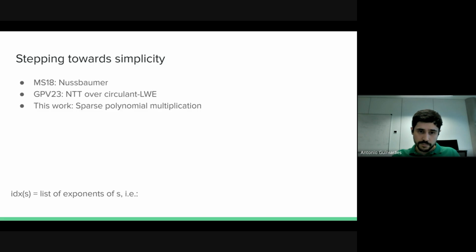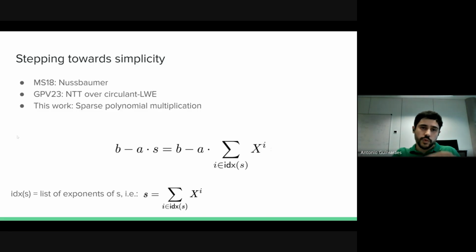Finally, this work. So one thing that I think is very clear is that in this field, we are stepping towards simplicity. So MS18 was using Nussbaumer, which is a quite unusual multiplication algorithm, at least in FHE. GPV was already using the usual NTT, but they had to work over somewhat unusual rings, specifically in circulant LWE. And what we do in this work is to go even simpler and work with just a sparse polynomial multiplication. So the goal is the same. We want to compute b minus a times s in the exponent.